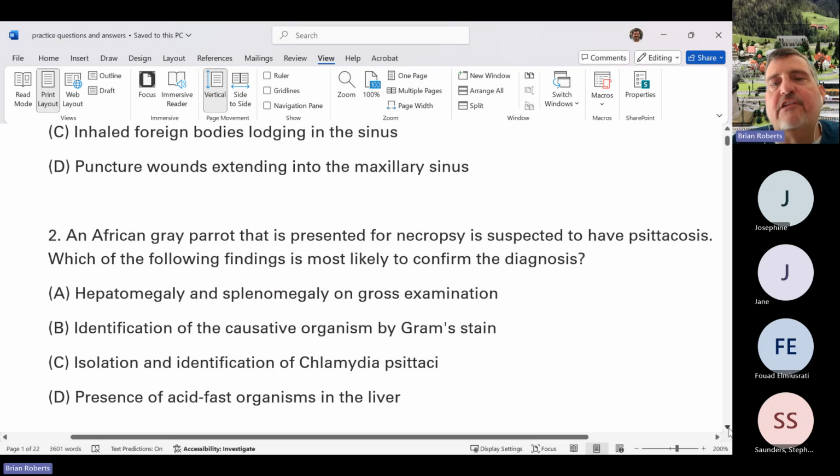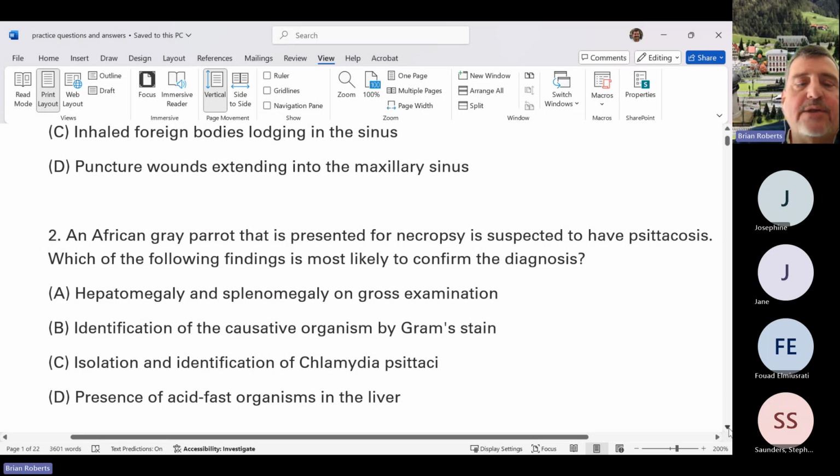So here we have an African gray parrot presented for necropsy. Here they give you the diagnosis. They suspect it has psittacosis. Which of the following is most likely to confirm the diagnosis? This is a little bit of double jeopardy, so you need to know what psittacosis is and how you diagnose it.